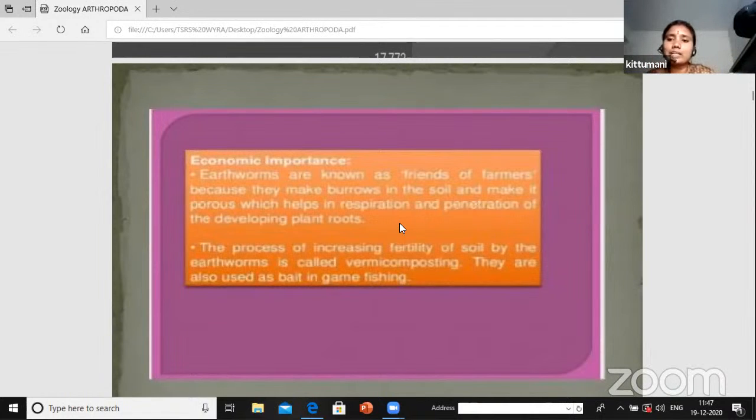Okay, that is the economical importance. So it is called the friends of the farmers. And next, the process of increasing fertility of the soil also. It increases the fertility by which one? Vermicomposting. We already know natural manure, vermicompost.